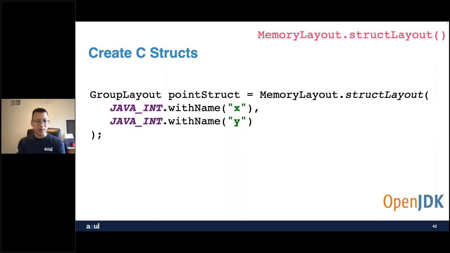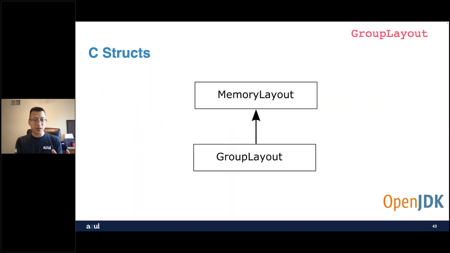So how do you do it in Project Panama? Again, off of the memory layout class, you have additional methods that can build the equivalent in the native world. Here you have a struct layout, which models a struct. The attribute is a Java underscore int value layout, and you name it with the with name method. So you have the X and you have the Y. That's just a representation of the struct. It's not actually the instance. It's just showing how it's laid out in memory.